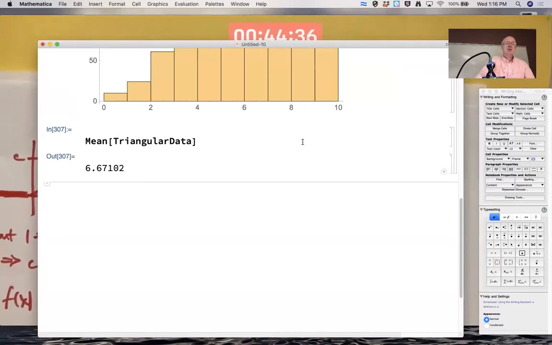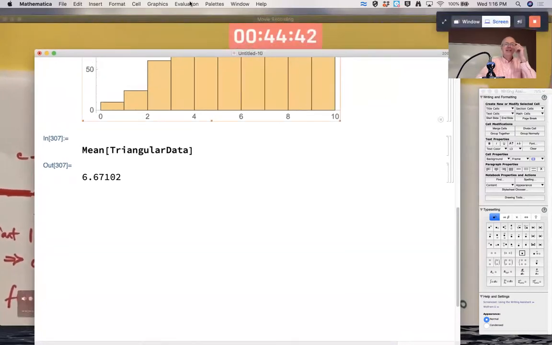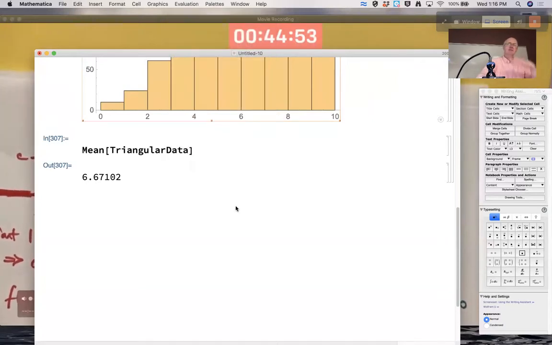I don't want to push it. You could try on your own. By the way, if Mathematica ever stalls on you and it's not doing anything, well, you can always close it out, but you can always go to the evaluation menu and abort evaluation or quit the kernel, and that'll stop its evaluation if it's stuck and running and not stopping.